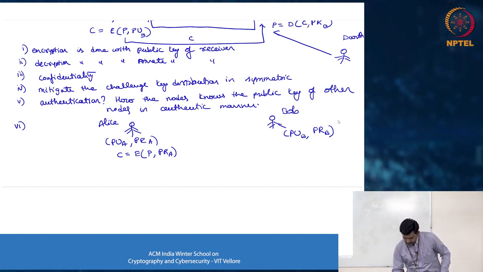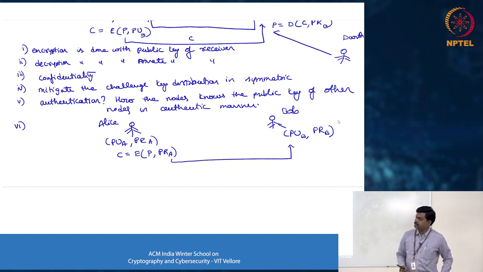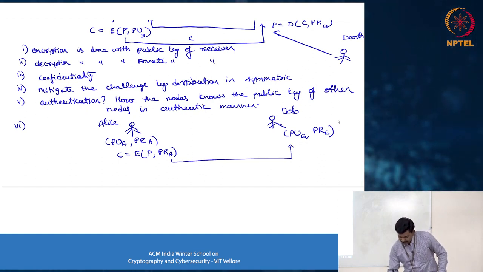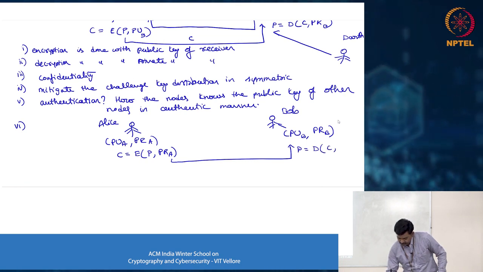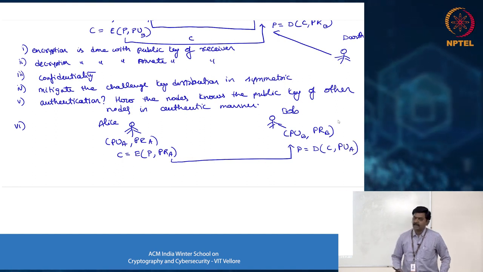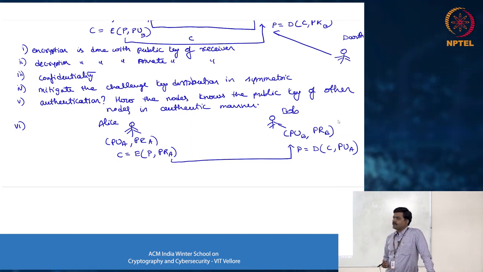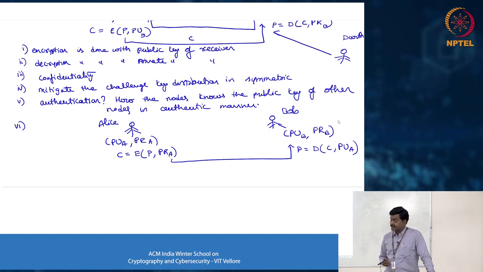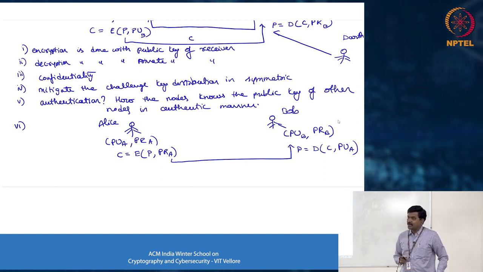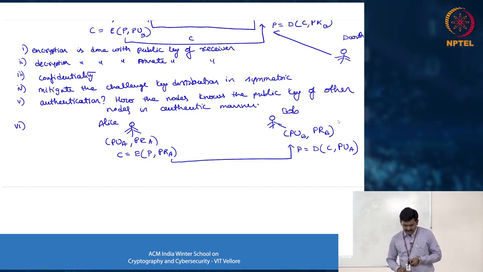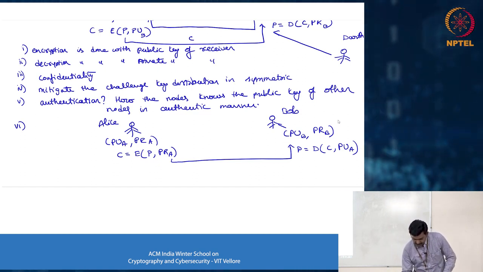Now it is sent to Bob. Bob decrypts that particular ciphertext with the help of Alice's public key. So now you see, for encryption and decryption purposes, what is used? The sender's key pair. In the previous scenario, the receiver's key pair was used. Now the sender's key pair is used.